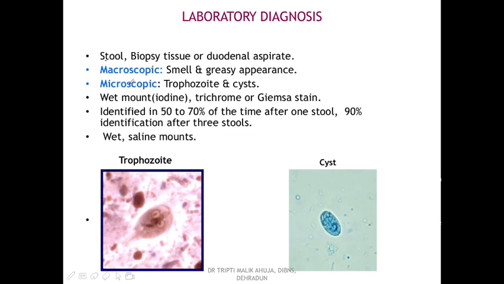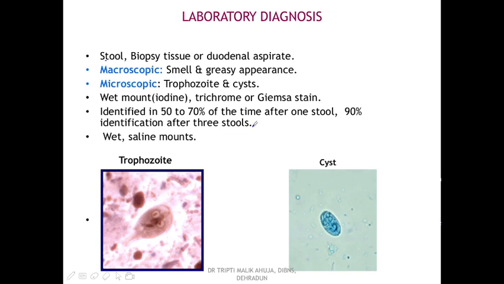In the case of microscopy, when examined with a microscope, both the trophozoites and the cyst form can be examined. We can see this is the trophozoite form in a wet mount. It can be seen even without any staining. The cyst form can also be seen. For this purpose, we have to use iodine because cysts are usually transparent. The trichrome or Giemsa stain can also be used.